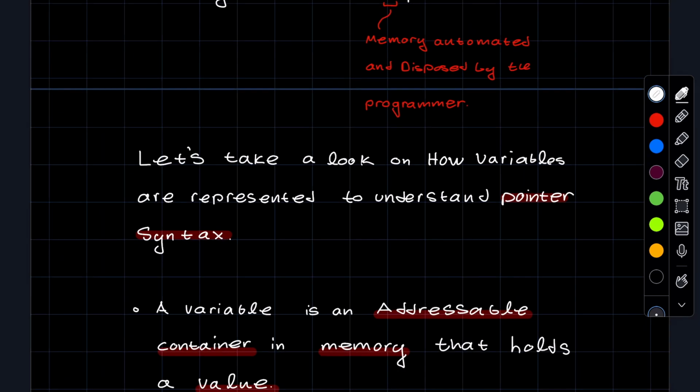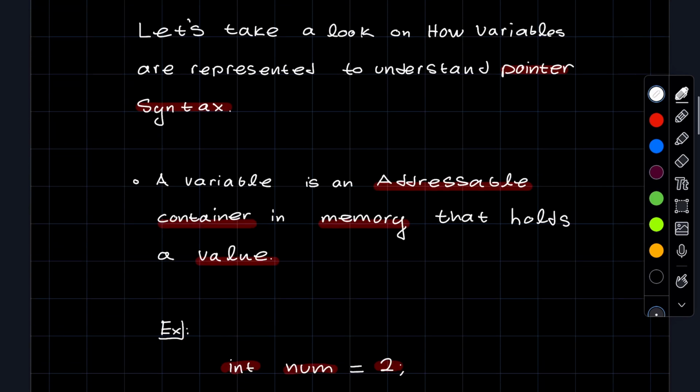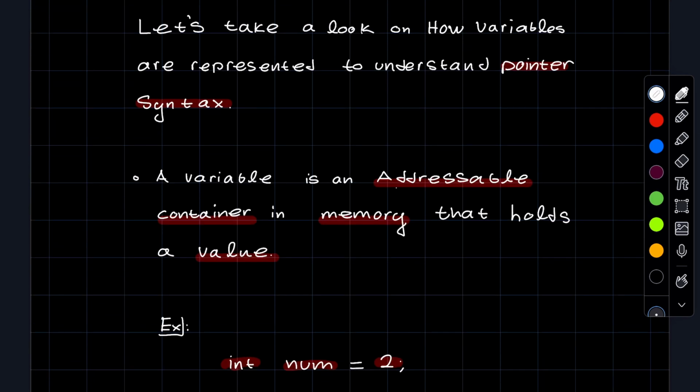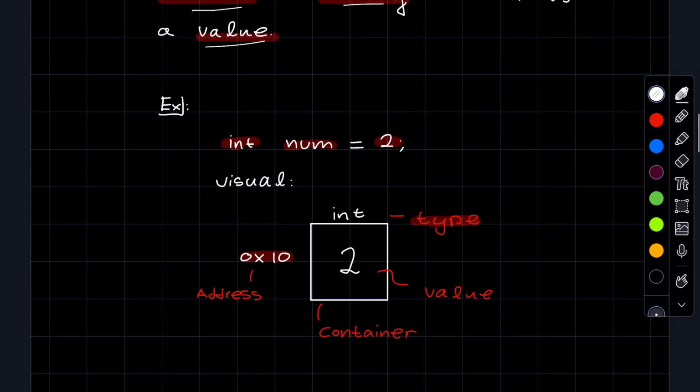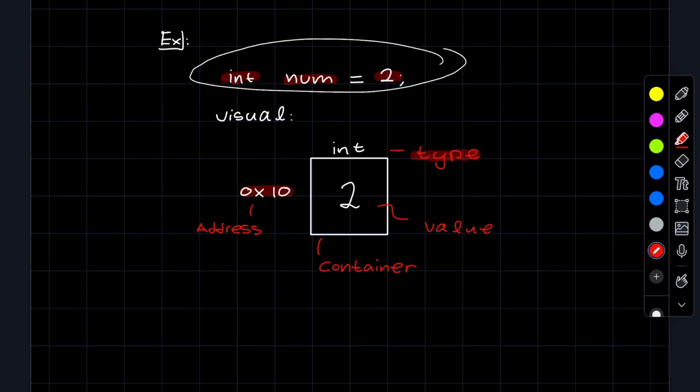to understand pointer syntax. A variable is an addressable container in memory that holds a value. So let's take a look down below. We've seen this syntax before, int num = 2. A great way we could visualize this is by showing it in a container. We create some type of box that holds some value, which is the number 2, for instance. It contains some type, which is an integer, as well as holding some type of address.